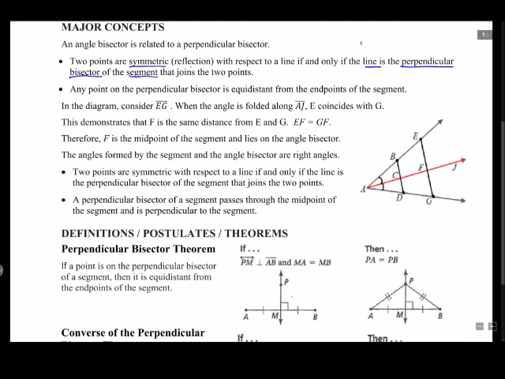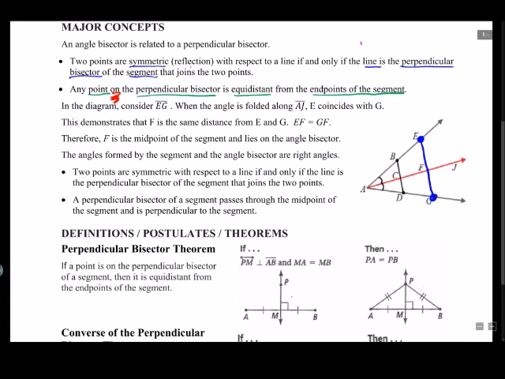The next idea here is any point that is on the perpendicular bisector is equidistant from the endpoints of the segment. Now there's a lot of words here. We're going to look here and break this down and see what this is all about. So in our diagram, we consider segment EG. So let's mark segment EG. There's our endpoints, there's our segment.